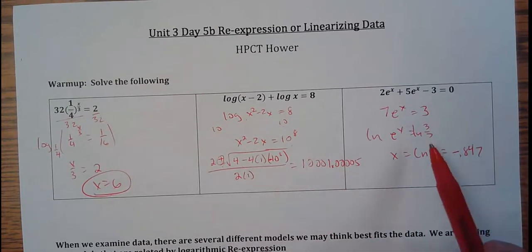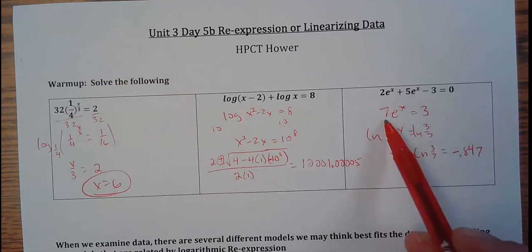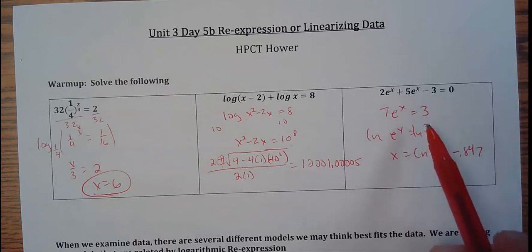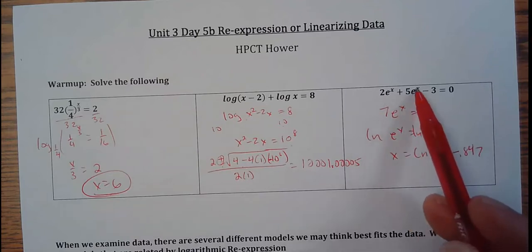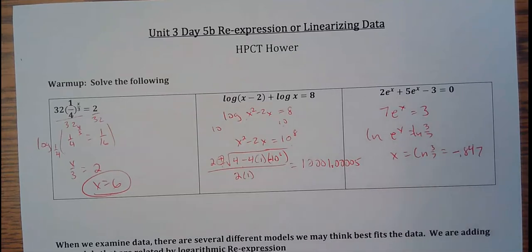And then the last one over here, 2e to the x plus 5e to the x is 7e to the x. So don't forget you can add those as if they're like terms, since they both are being multiplied by e to the x, and then solve like you normally would.